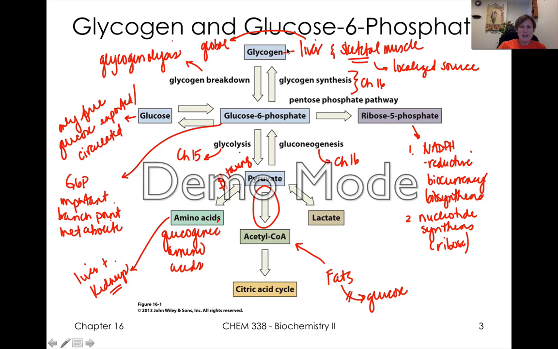The last little piece on this very busy slide is to think about something that we've already talked about. Glucose-6-phosphate can be siphoned off of glycolysis and be made into ribose 5-phosphate. That happens in the pentose phosphate pathway, which we learned at the end of chapter 15 on glycolysis. The pentose phosphate pathway is important for two purposes: synthesizing NADPH, the reductive biocurrency that we use for biosynthetic processes, and also the synthesis of nucleotides. That's what ribose 5-phosphate is used for.